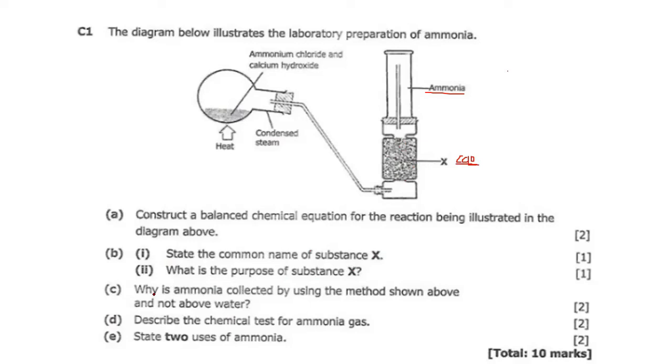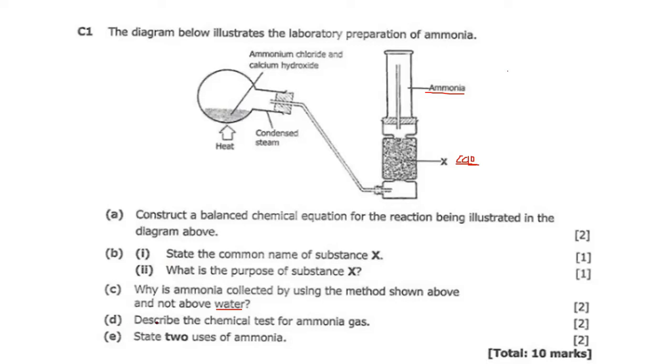Next, they are asking: why is ammonia collected by using the method shown above and not over water? You need to give 2 reasons here. The method above is downward displacement of air. So you can say ammonia is collected by downward displacement of air because it is less dense than air. The second reason is that ammonia is not collected over water because it dissolves in water, meaning it is soluble in water.